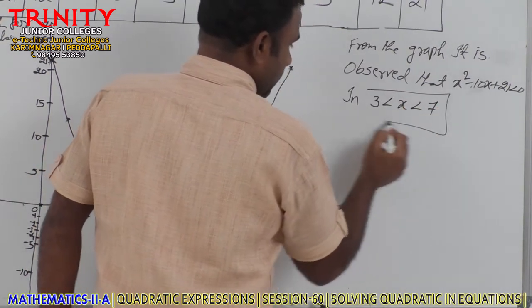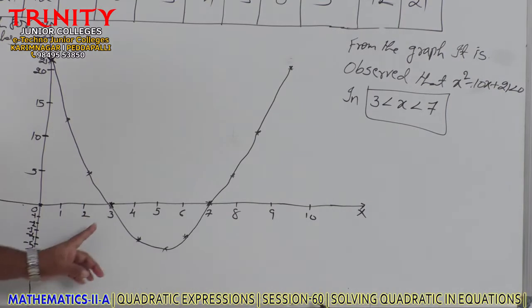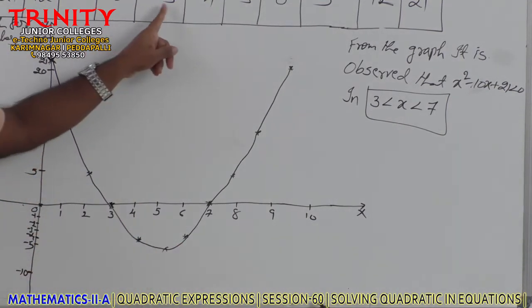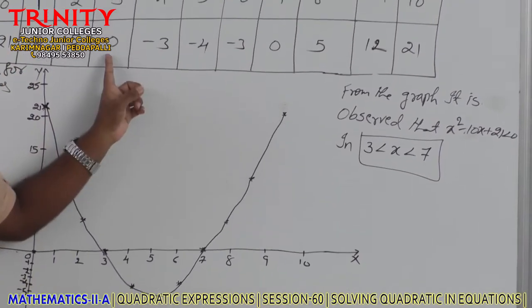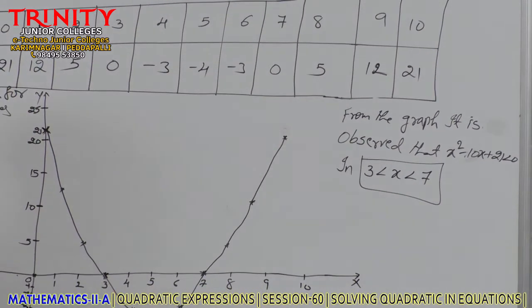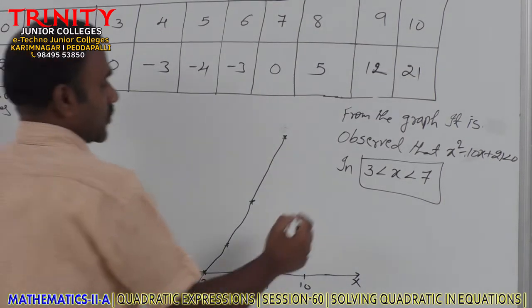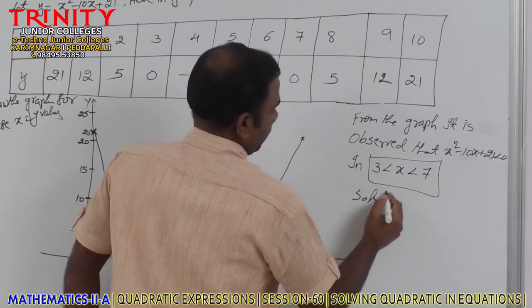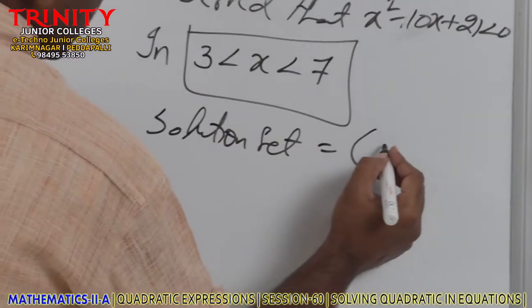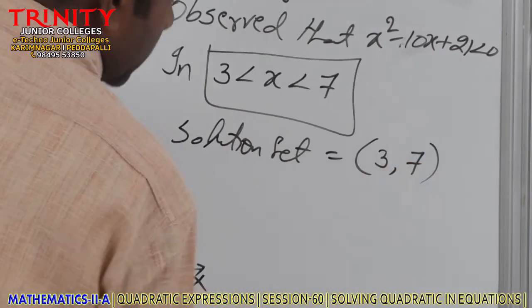The values of x are in between 3 to 7. See, at 3 it is 0, at 7 it is 0, in between the curve is negative. Therefore, the solution set is equal to the open interval 3 comma 7.